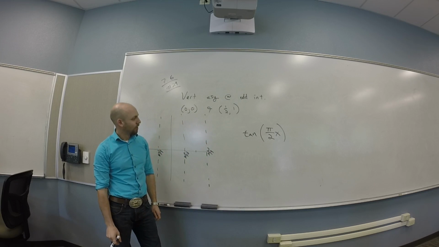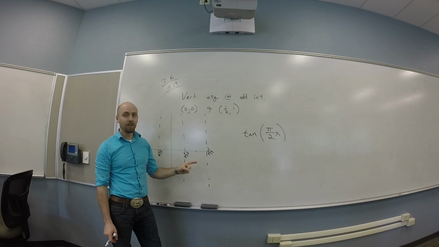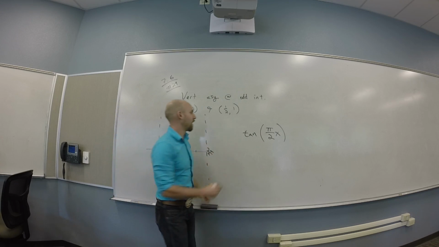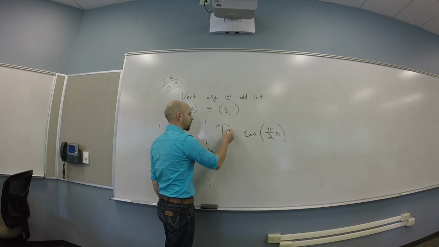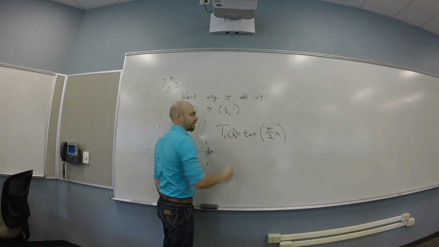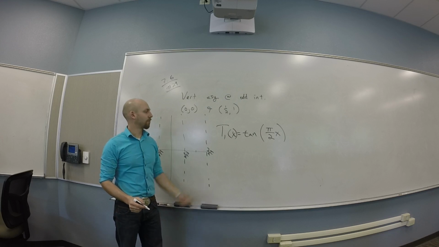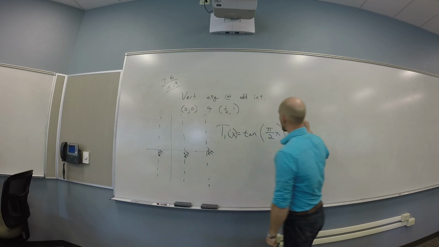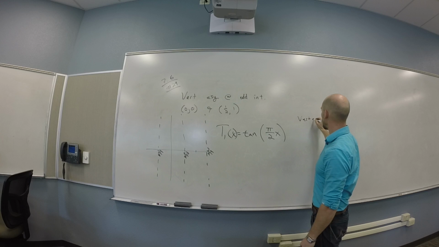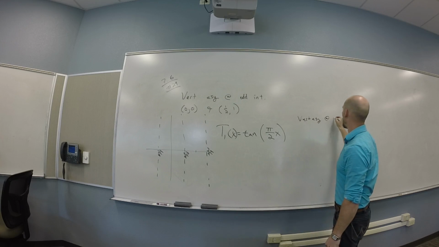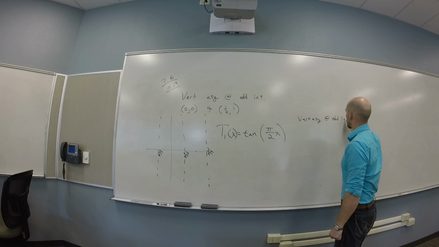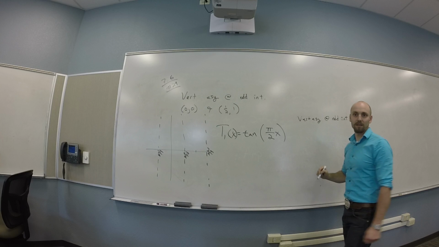Okay, so am I done? No, I don't think so. Maybe. So right now, this guy, I'm going to call tan of pi over 2 x, right? And tan of pi over 2 x has vertical asymptotes at odd integers. Check.